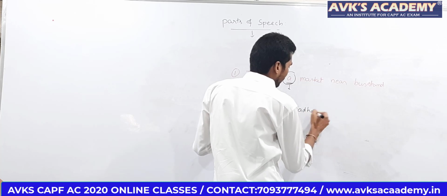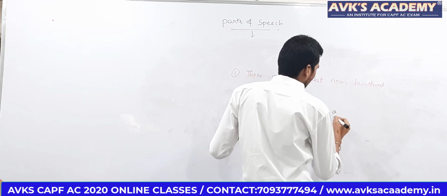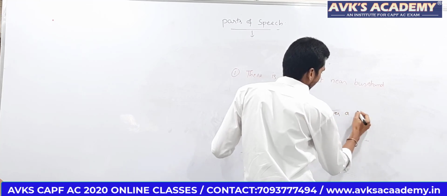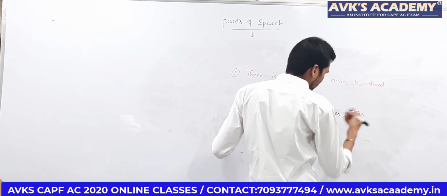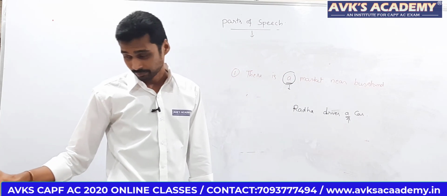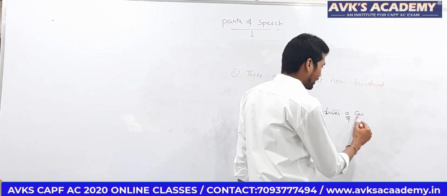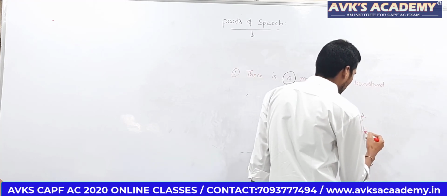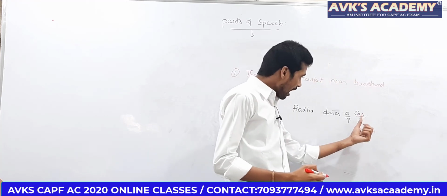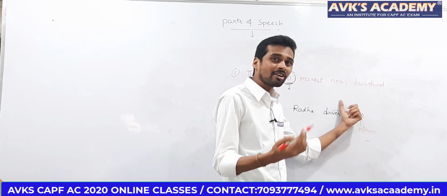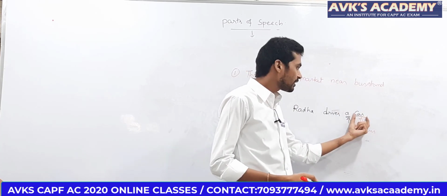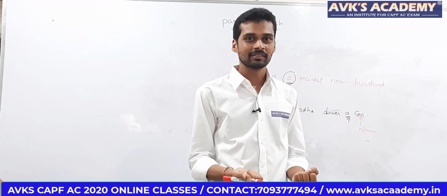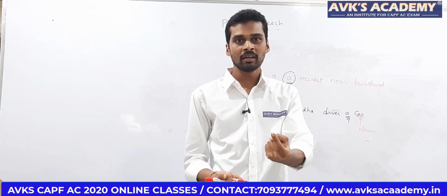In the very beginning of the class, I gave you an example: Radha drives a car. Here we'll see what part of speech A is. What is car? Car is the name of a thing, so car becomes a noun. Are we adding something to this car? We are describing. Radha drives a car, or two cars, or three cars. She is simply driving one car only, isn't it?